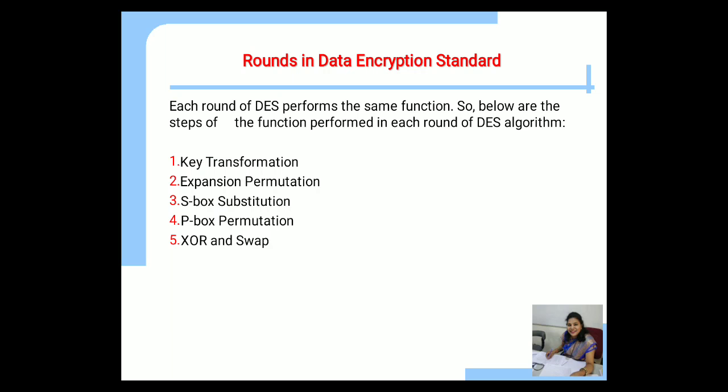First is the key transformation. In key transformation, your original key, which is 64 bit, is converted to 56 bit, reduced, and then the 56 bit is converted to 48 bit. After that, expansion permutation is performed on the RPT. Your right plain text is expanded. Key is reduced and right plain text is expanded. Of course, RPT is 32 bit, so it is expanded to 48 bit. Then S box substitution, then P box permutation, and XOR and SWAP. These are the steps. Let us see these steps in detail.